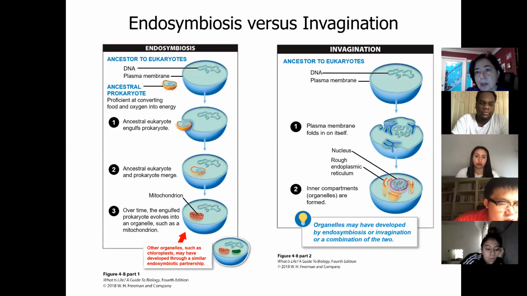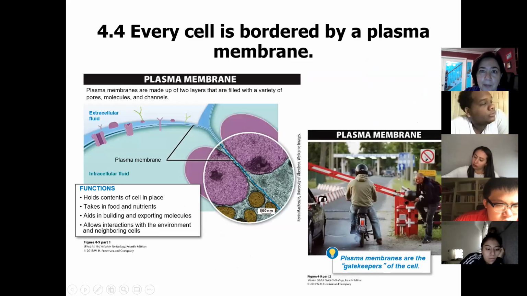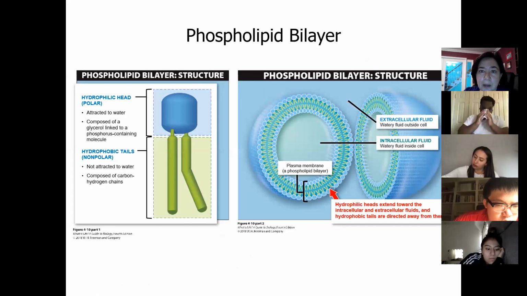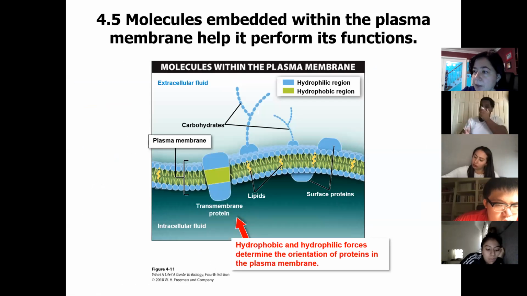This is called invagination. Invagination is basically acquiring genetic material from outside, taking it from the outside and bringing it in. But I don't think it's really relevant for us today. What we're going to start talking about is the plasma membrane, for another 10 minutes or so, and then you take a break, okay?